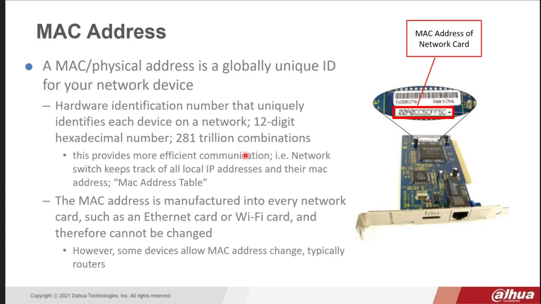So for example, take a network switch with all these different devices hooked up to it. You've got a couple of computers, you might have network attached storage or NAS, or maybe a network hard drive, that sort of thing. The network switch keeps track of all the devices that are connected to it. It makes note of the IP address and also the MAC address, and this is stored internally in the switch as a MAC address table.